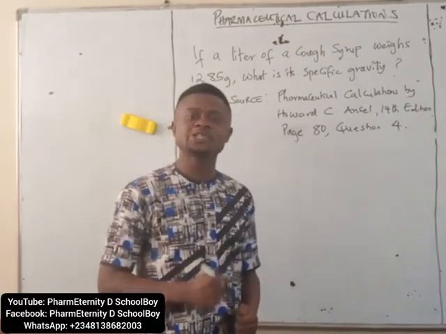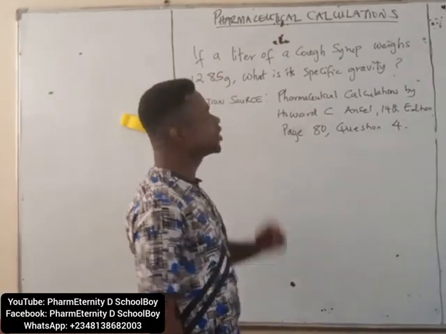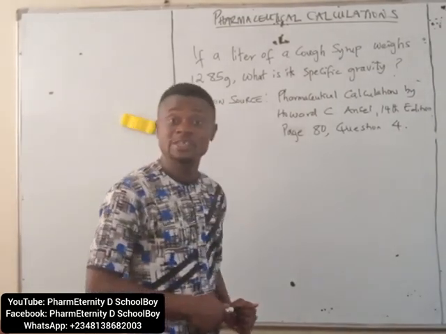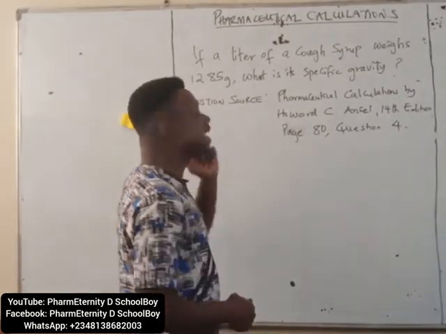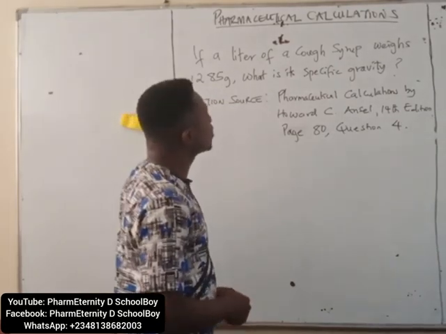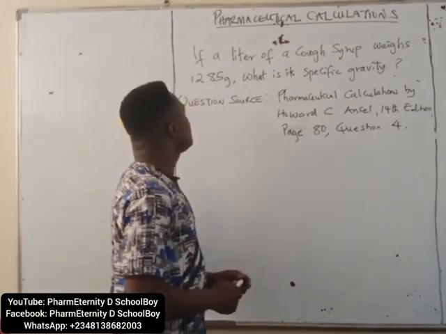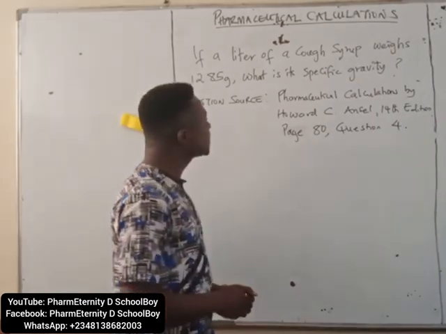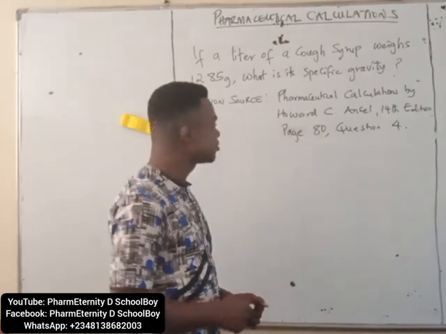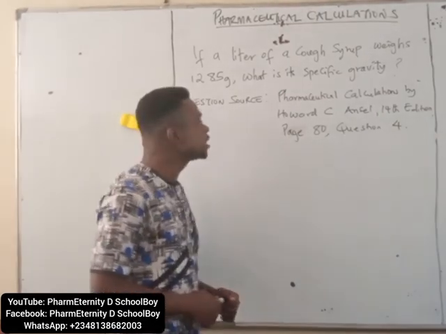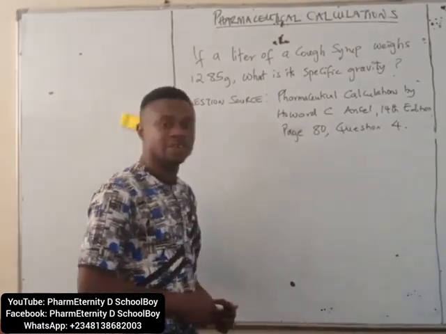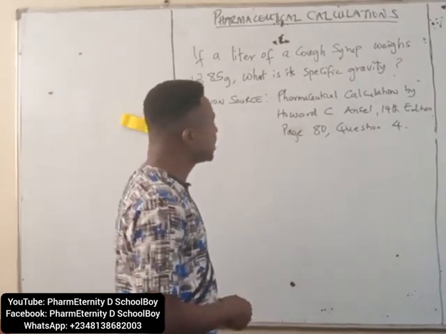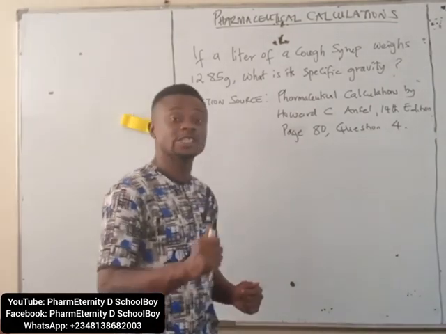Today we are going to take a look at pharmaceutical calculations, and we have a question on the board. The question says, if a liter of a cough syrup weighs 1,285 grams, what is its specific gravity? Our question source is Pharmaceutical Calculations by Howard C. Ansel, 14th edition, page 80, question 4.